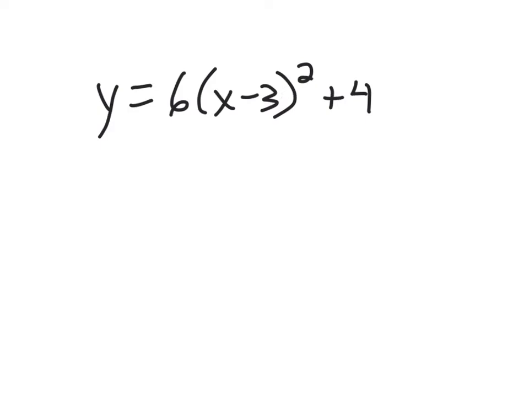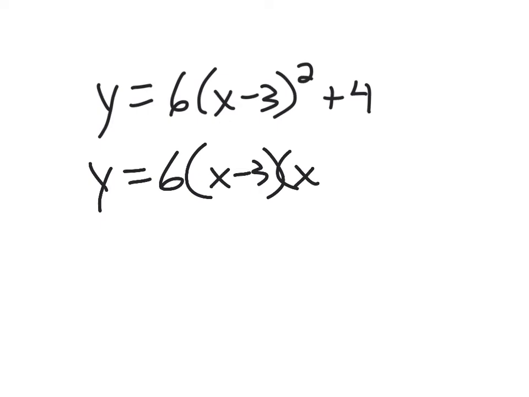So here we go. First thing here, we have to deal with this exponent, the x minus 3 squared. Let me write this out without the squared. It would look like this: x minus 3 times x minus 3, and then plus 4. So this part we need to work out first. I'm going to remind you that we use the box method for that.